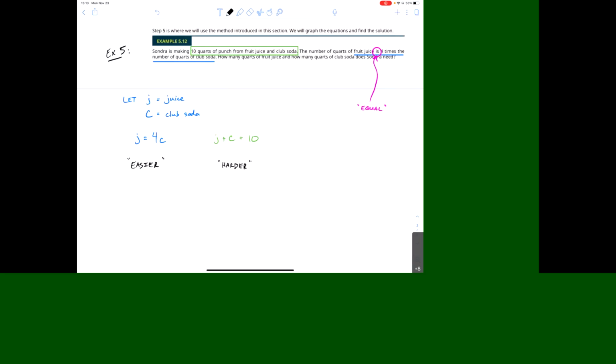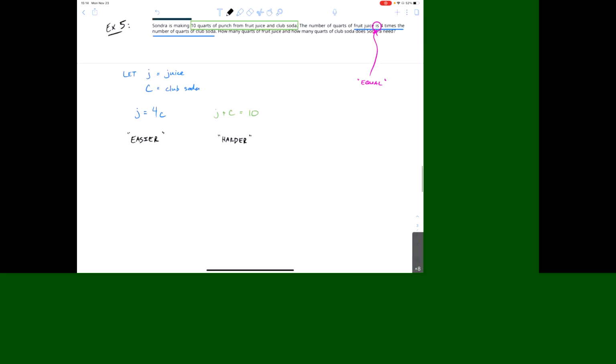Okay. But before you graph, the question that is probably going through many people's heads, because remember, what are we trying to solve? We're trying to figure out how many quarts of each we need, how many of club soda and how many fruit juice. That's what we're trying to find, right? How much J, how much C, and that's what the intersection provides. It tells you how much. But then the question that most people are probably thinking for a brief moment is, wait a second. What variables go where in the coordinate plane?